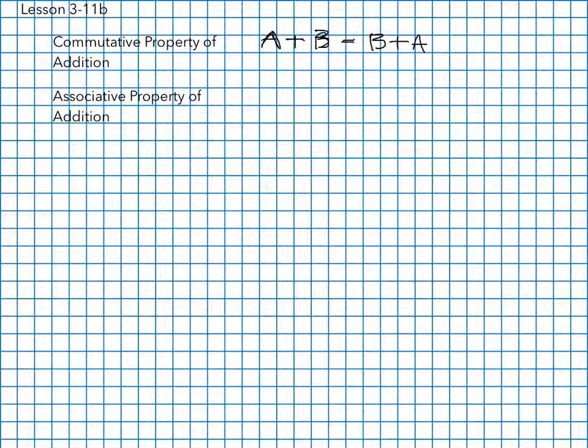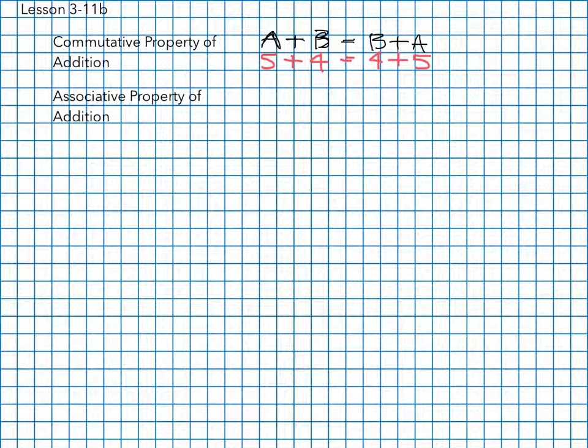If you don't believe me, let's give you an example here. Let's do that in red because I feel bad for red. 5 plus 4 is the same as 4 plus 5. Now, we should know that 5 plus 4 is 9. And then 4 plus 5 is 9. And there's no difference there. Whether we look at A plus B, either way we go, it's going to be the same.